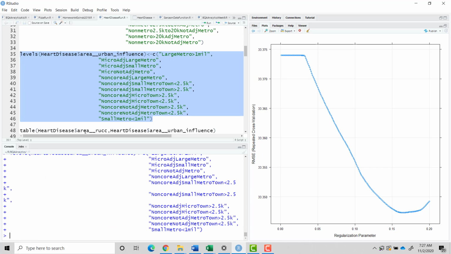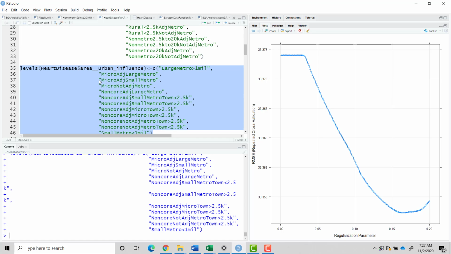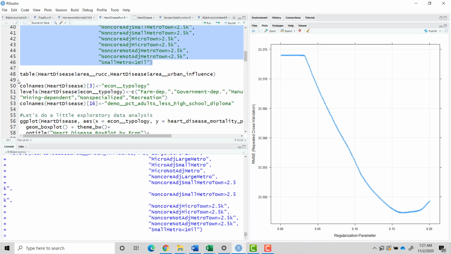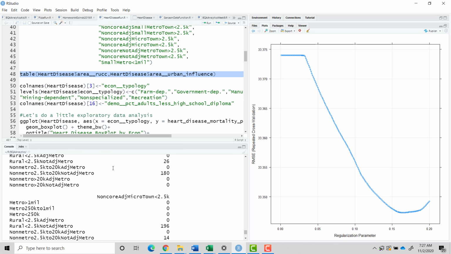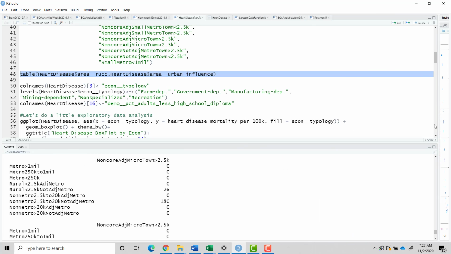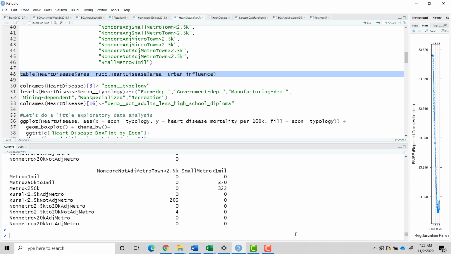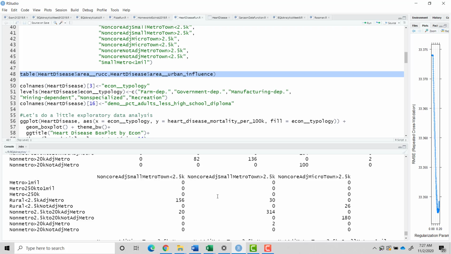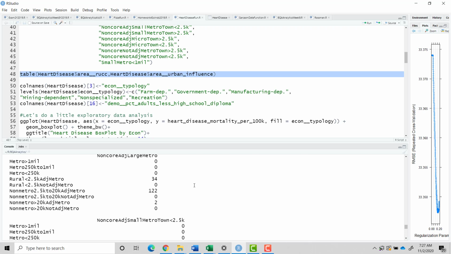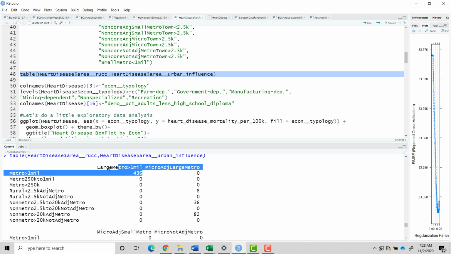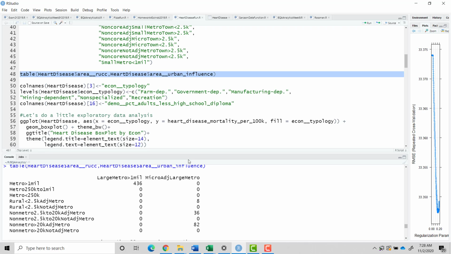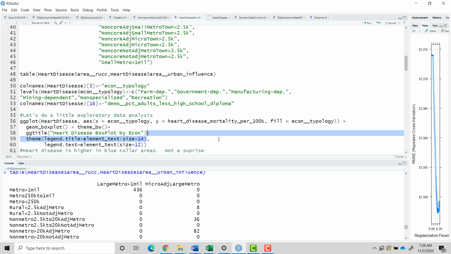Sorry, the urban influence. So we have two measures of how urban our area is. And let's do a little table here. It's hard to do a full table here, but you can see these are pretty strongly related. So, for example, you see the metro million, large metro million. It's basically the same thing. So thinking about this, if we put both of these in a regression model, we might have some multicollinearity problems.